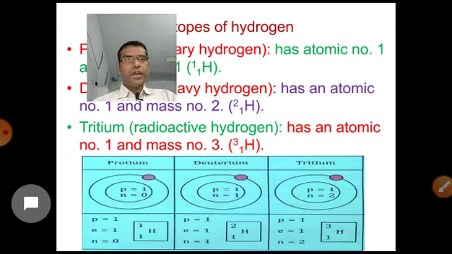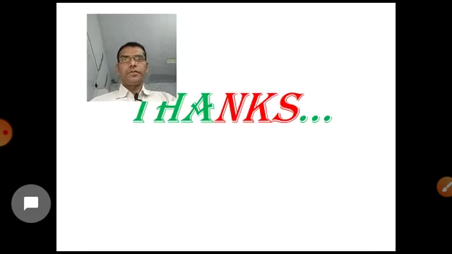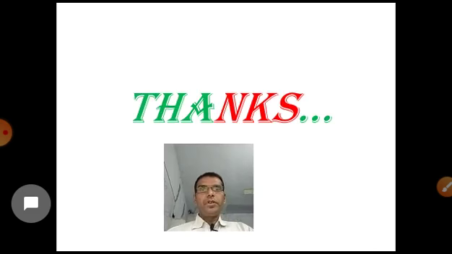Let's see the diagram: protium, deuterium and tritium. All three have only one electron, but the number of neutrons is 0 in protium, 1 in deuterium, and 2 in tritium. So their mass numbers are different: 1, 2 and 3 respectively in protium, deuterium and tritium. So this is all about the introduction of hydrogen and its position in the periodic table. Okay, thank you, have a nice day.